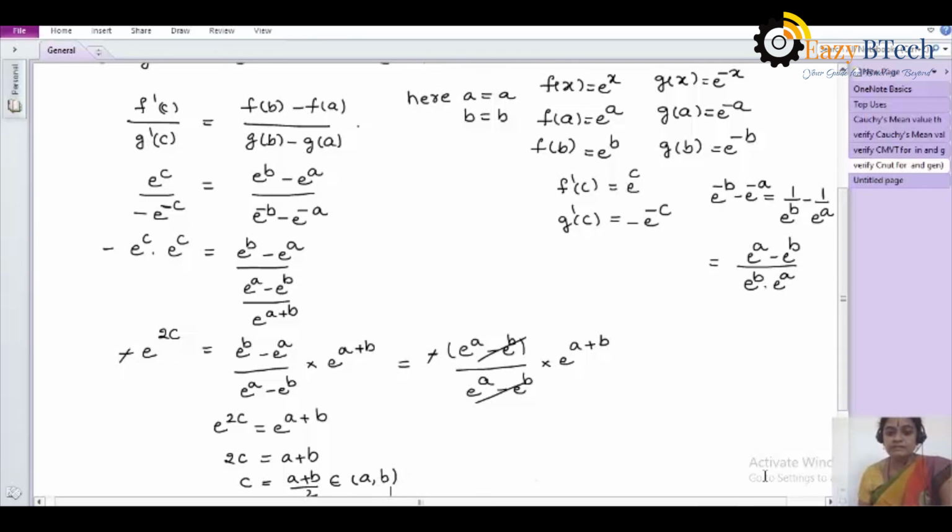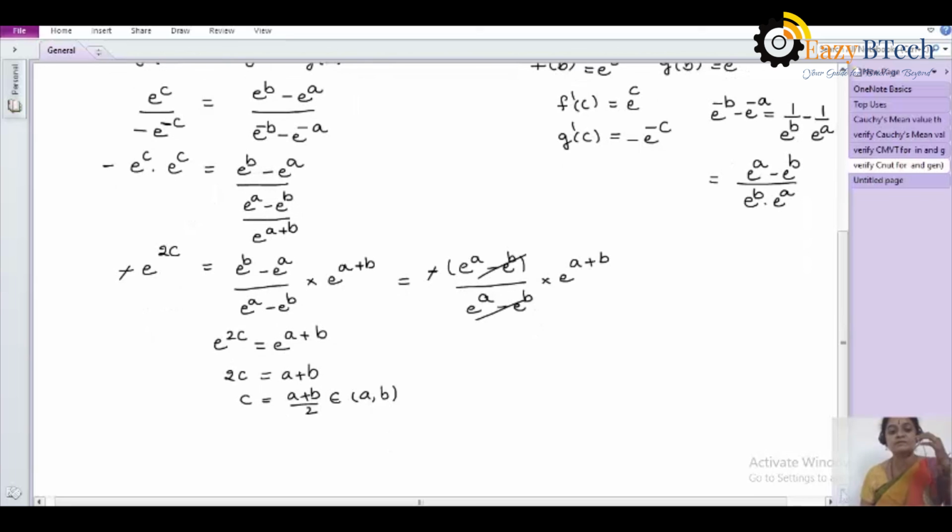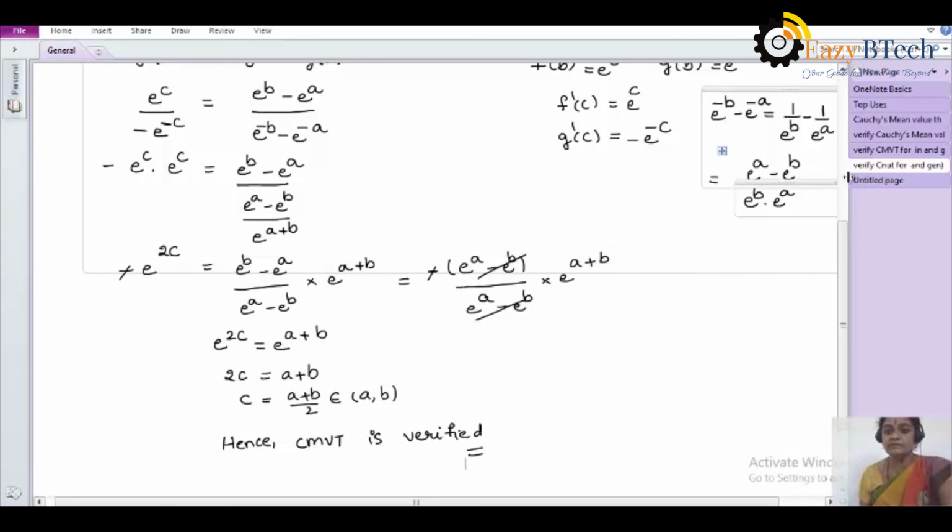Because if the interval is (a, b), if you choose any two values in that interval, add those values and divide by 2, then that value necessarily belongs to the given interval. So hence we can say that here CMVT, Cauchy's mean value theorem, is verified. So that's about Cauchy's mean value theorem.